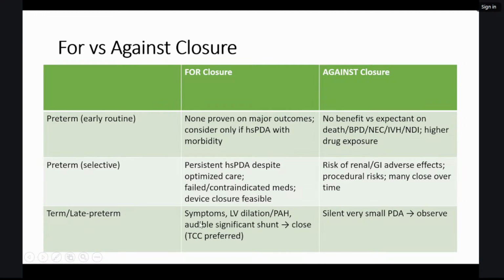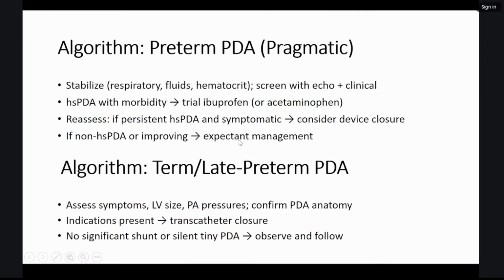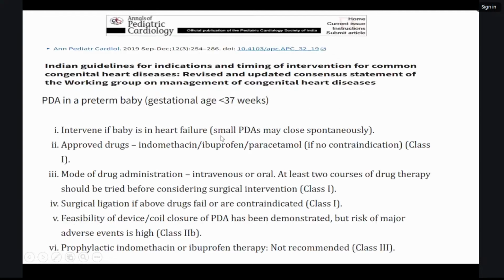In term and late preterm PDA, mostly the symptomatology, echocardiography findings, and an audible significant shunt lead to a decision for closure, especially transcatheter percutaneous closure. Whereas in a silent, very small PDA, always observe. So there's an algorithm for preterm PDA closure and for late preterm PDA management.